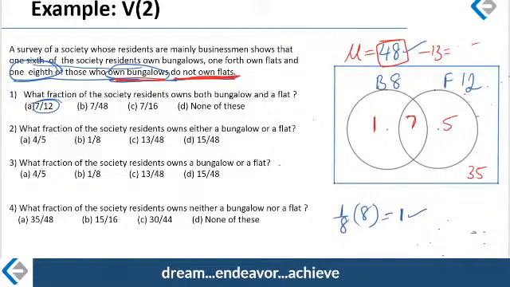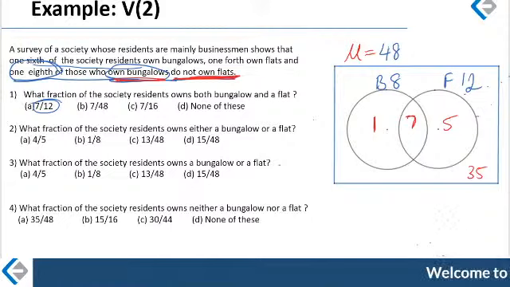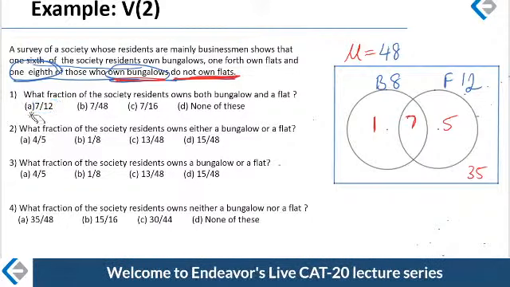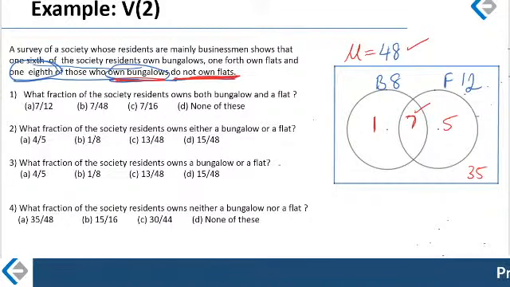I hope all of you followed this discussion. The numbers are in place. All the numbers look like this now. Good. Take a look at the first question: what fraction of the society residents own both a bungalow and a flat? Both a bungalow and a flat. What? 7. 7 out of what? 48. It's 7 out of 48.